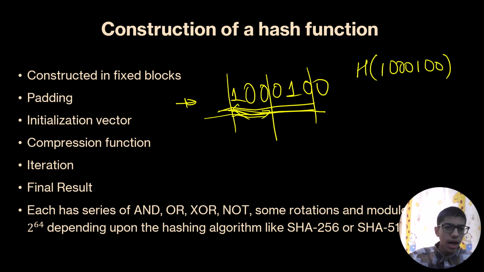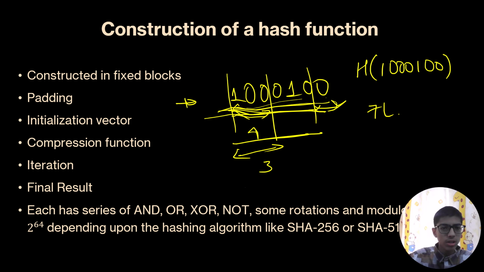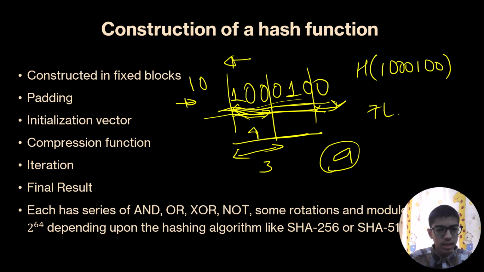Okay. Now we pad the plain text. So we have 7 bits here, 1 and 0. We have to convert it into a multiple of 3 because our block size is 3. So we have 9. To pad, at the end of the bit string, we add 1 followed by the number of zeros required. So here we require only one 0. So we add the 0 and get our padded bit string as this.